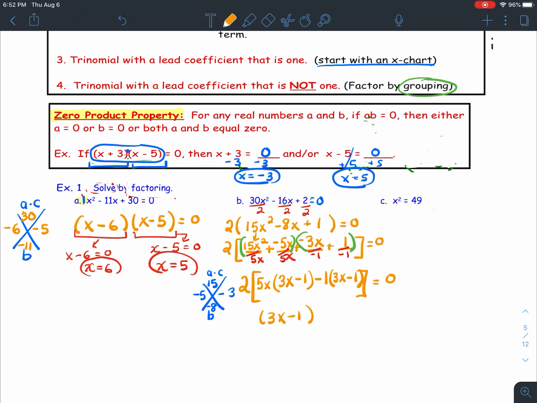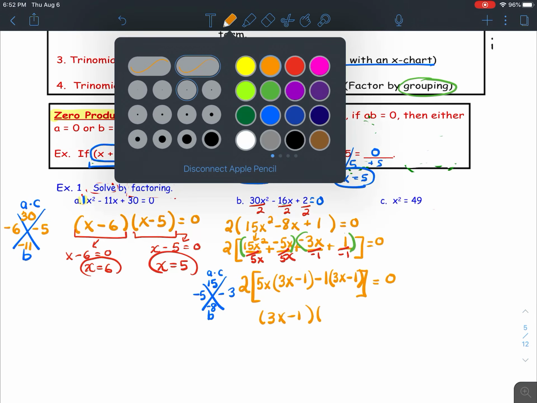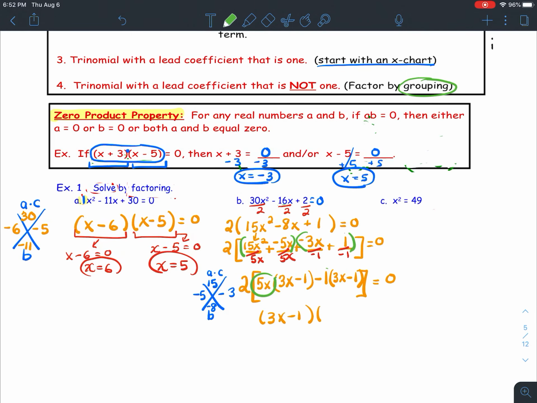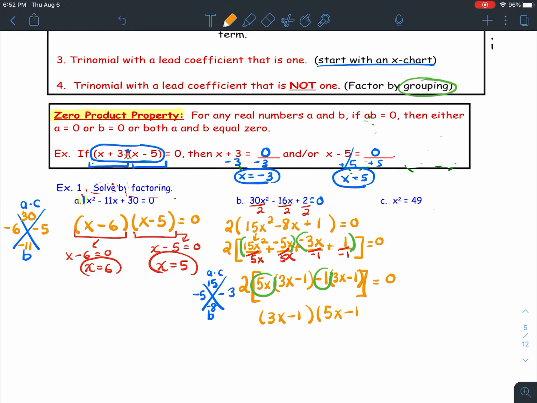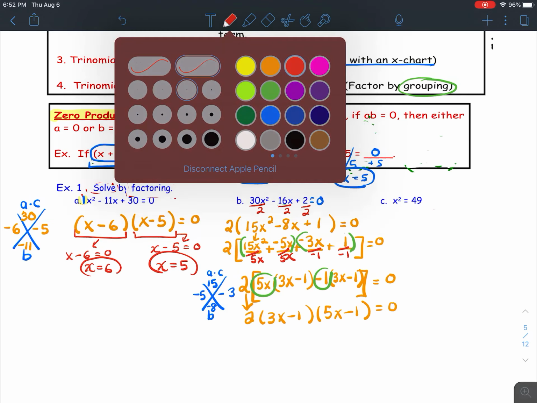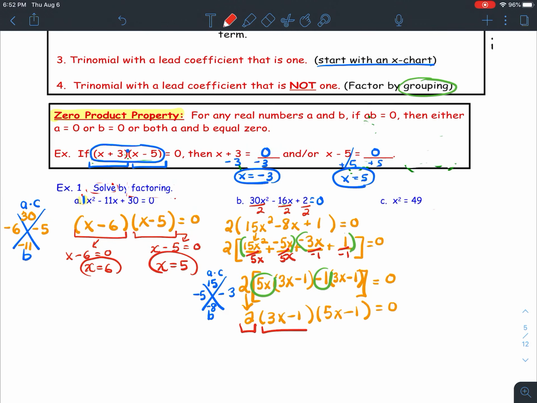Now my quantities here match, so I can treat that quantity as a GCF. I'm going to pull 3x minus 1 out. That leaves me with the quantity 5x minus 1. And then don't forget about your GCF. That 2 needs to be sitting out in front. Okay, now if this was not an equation, we would stop here and our answer would be these 3 factors.